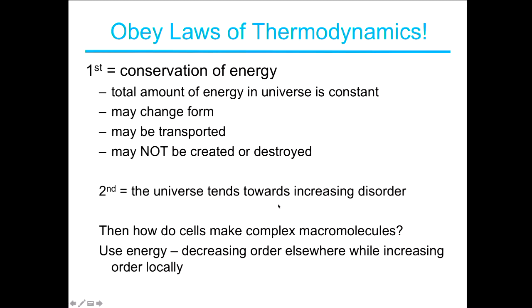Well, I gave you the answer here. So basically, it's very easy for things to go towards disorder. Okay, increasing entropy, you might remember from physics class. So how do we do things like make something as complex as a protein or DNA or something? We're going to put in energy.